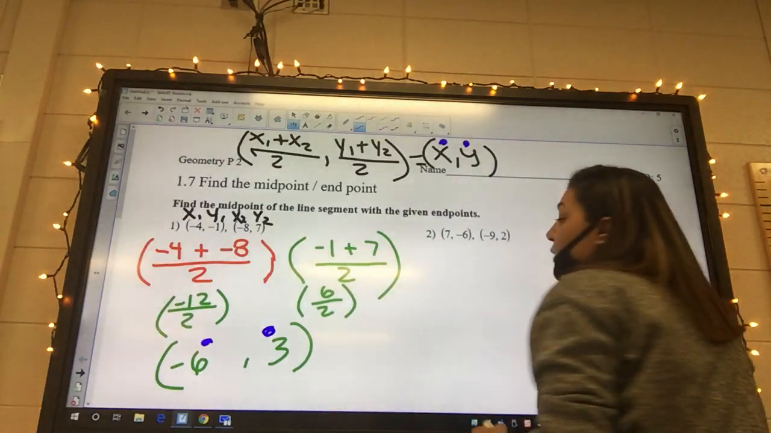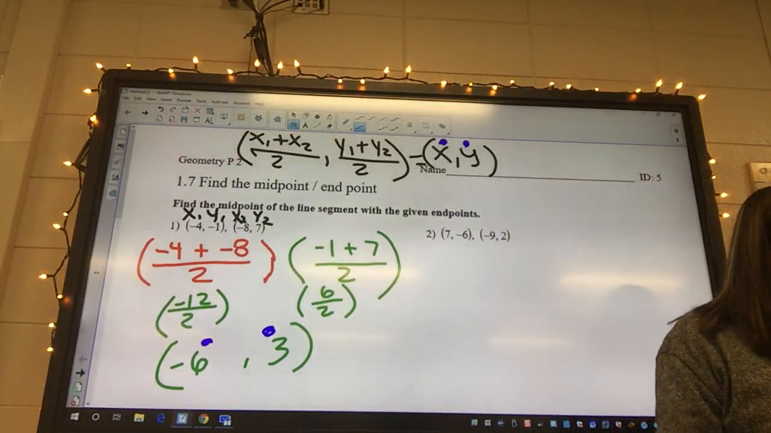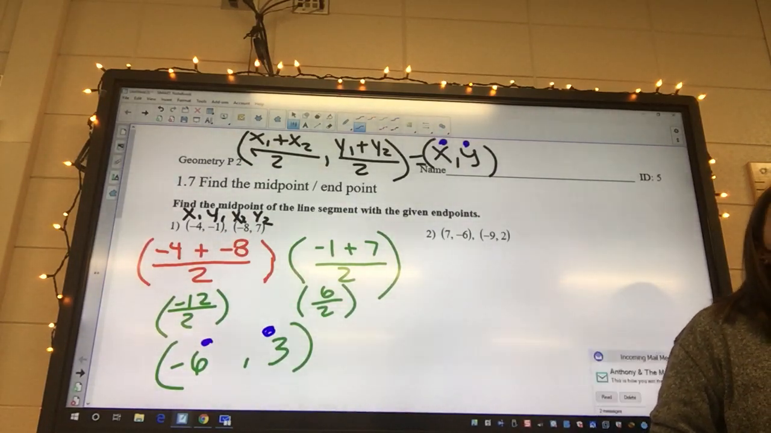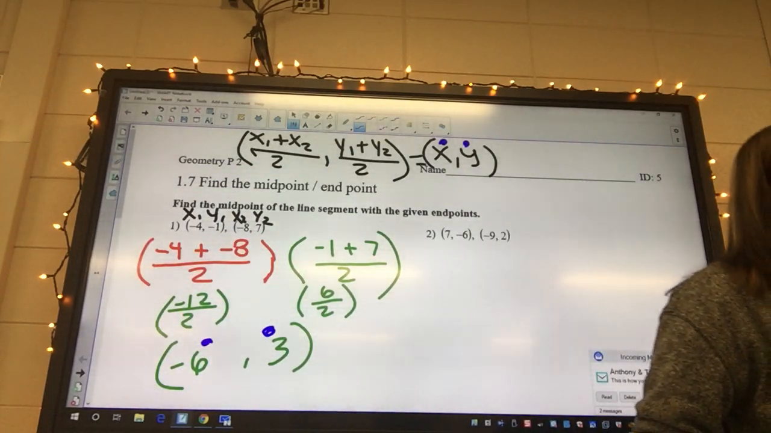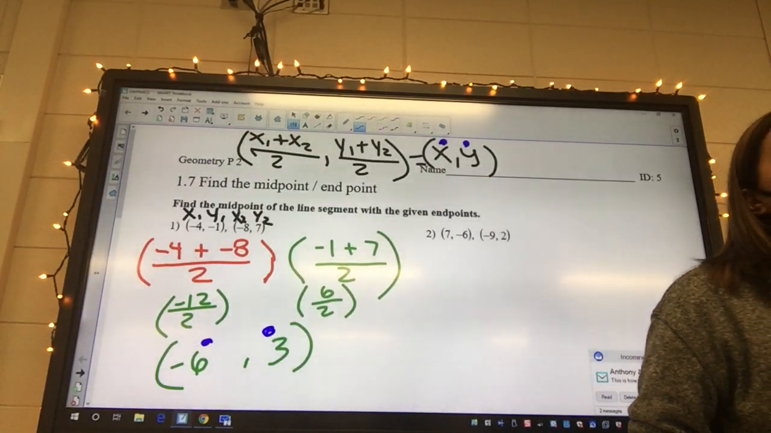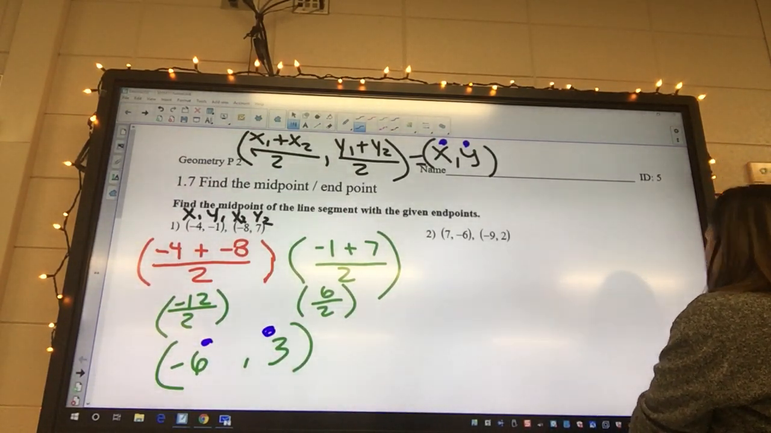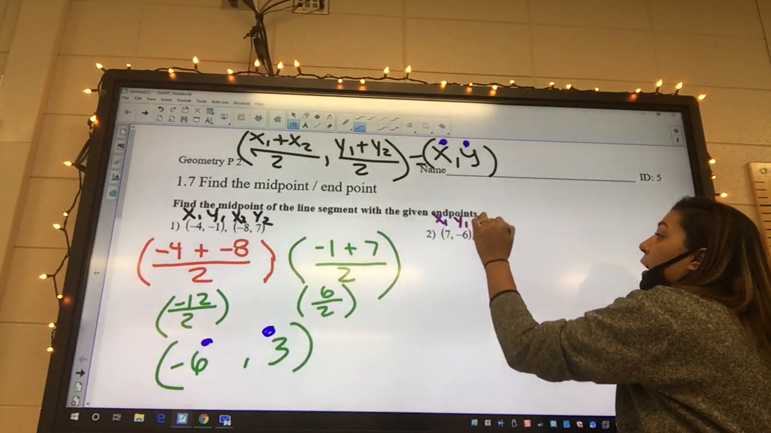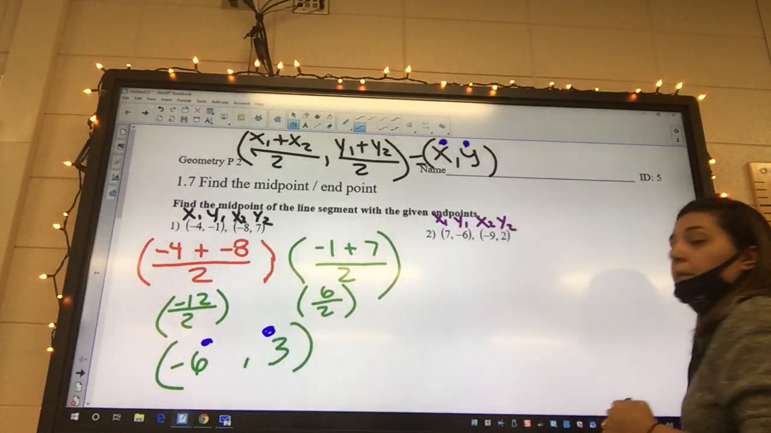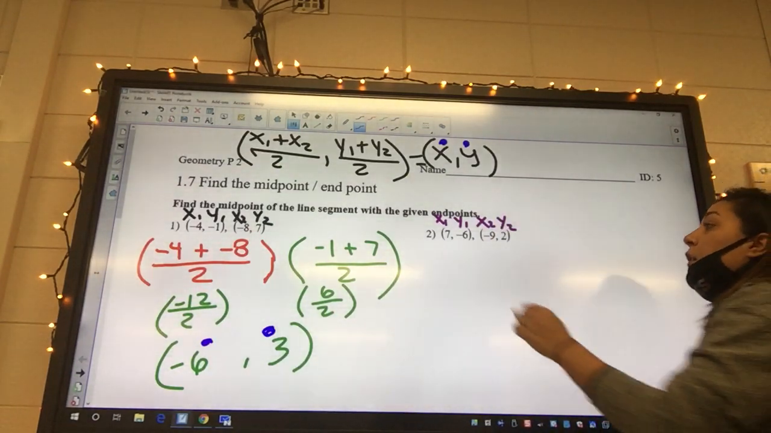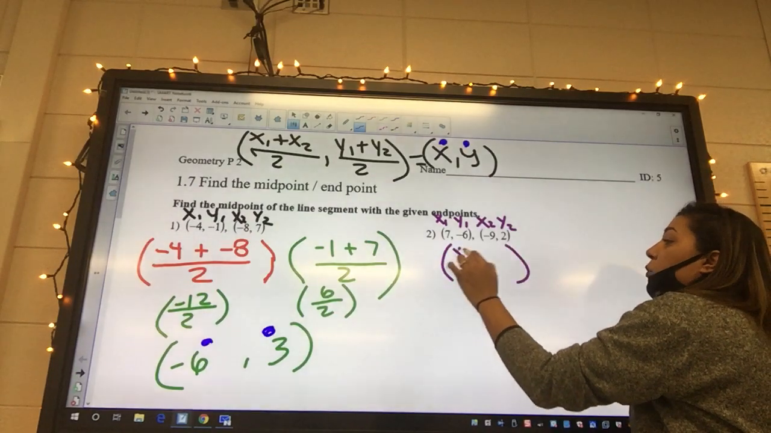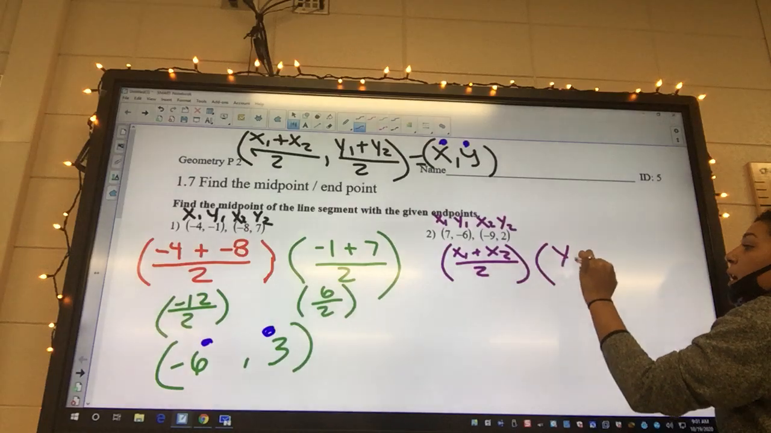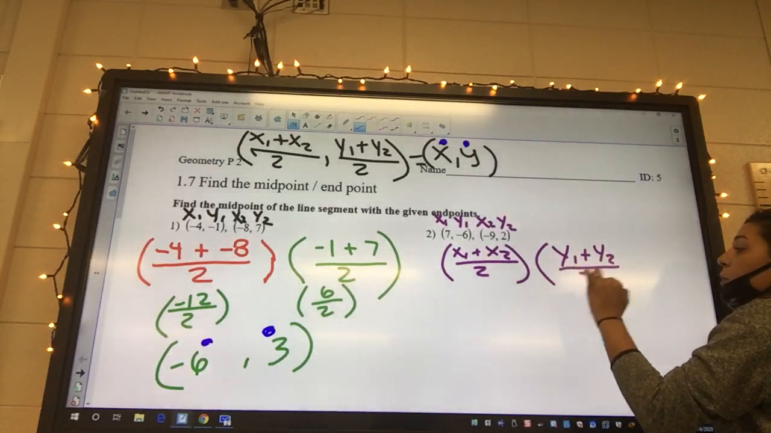Okay, so what's the very first thing we need to do with number 2? What's the most important thing you're going to be doing today? Our very first step on all of these is going to be to label. So label your coordinates, make sure you know what they are. So I got x sub 1, y sub 1, x sub 2, y sub 2. Okay, so when I look at this, I got x1 plus x2 over 2, y1 plus y2 over 2.